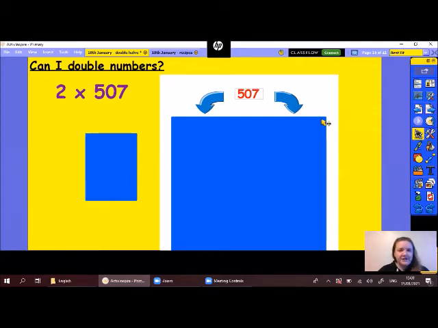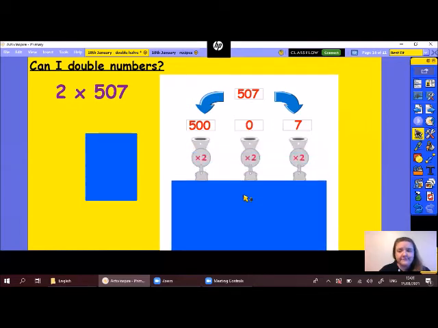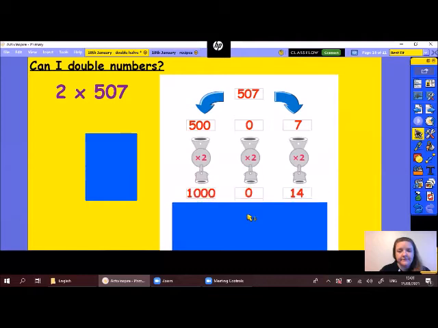Okay, how did you partition it? Let's see. So we have 500s, we have no 10s, so we've got a 0 in there, and we've got 7 1s. So let's double each part. What did you make it? So double 500 has become 1000. Double 0, of course, we know, still no biscuits, is 0. And 7 doubled is 14.